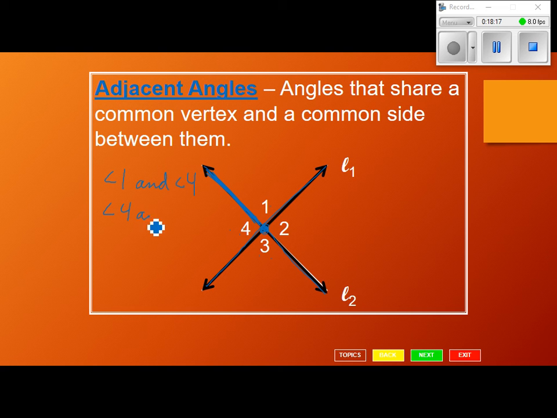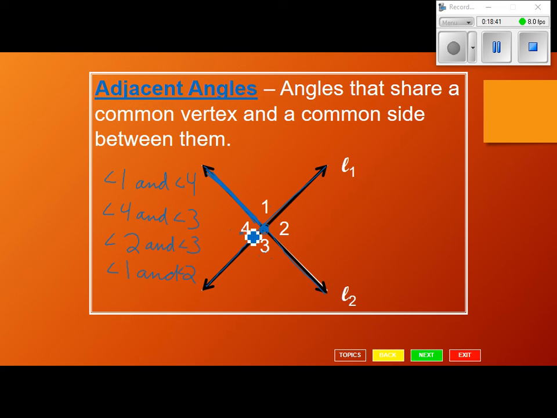What I like to think of when I think of adjacent angles are neighbors. They're the ones that are right next door to each other. Another pair of adjacent angles would be angle 2 and angle 3. Another pair of adjacent angles would be angle 1 and angle 2. Oops, forgot my angle symbol.